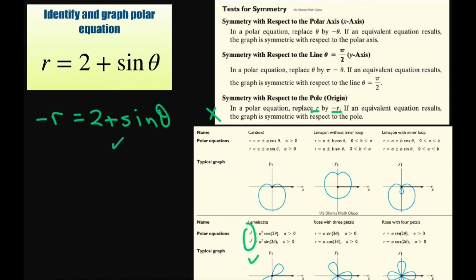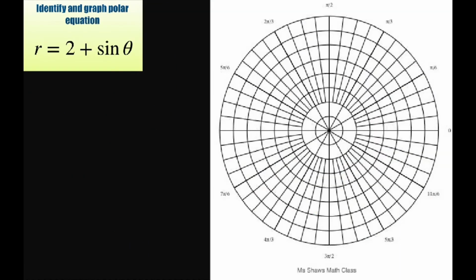So this is what I mean by this is a Limacon. Our a is 2 and our b is 1. Since our a is greater than our b, that means we're going to have a Limacon without an inner loop. It looks kind of like the cardioid, but it's more of an apple shape. The cardioid is more of a heart shape. So since we know it's symmetric to the line theta equals pi divided by 2, we're going to assign values of theta from negative pi divided by 2 to pi divided by 2.